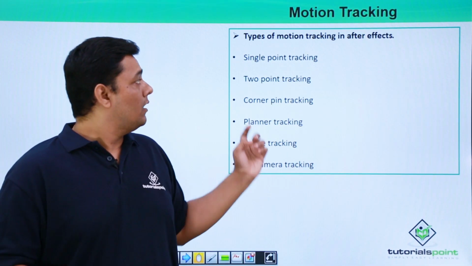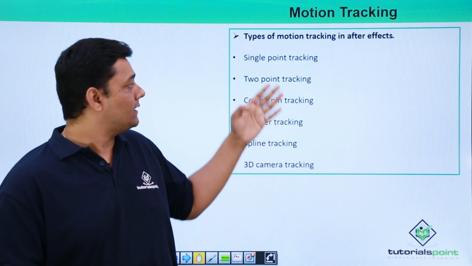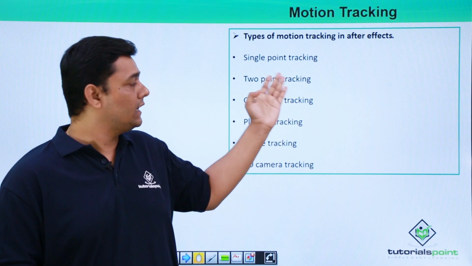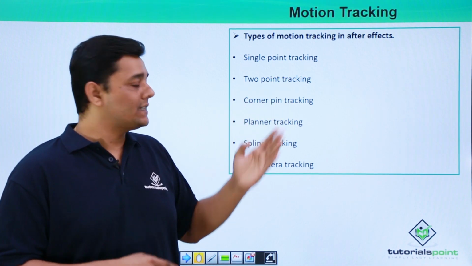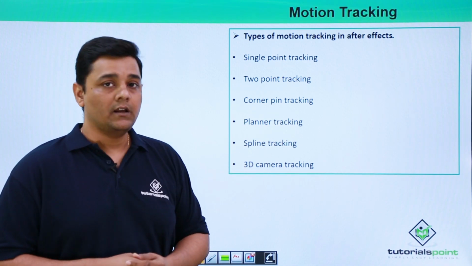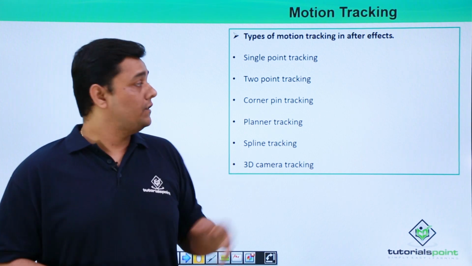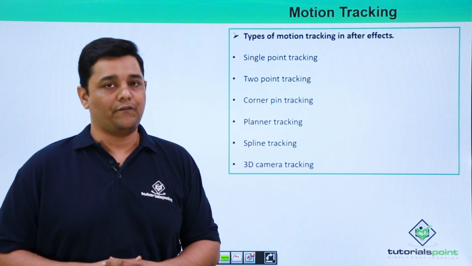Now guys, types of motion tracking in Adobe After Effects. So these are the types of motion tracking. First is single point tracking, two points tracking, corner pin tracking, there is planar tracking, there is spline tracking, and last is 3D camera tracking. These all are motion tracking in After Effects.